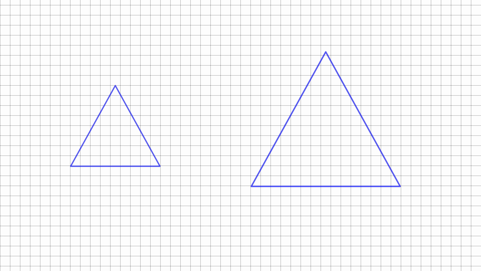Now let's do the circle. When we enlarge or shrink a circle, we apply the scale factor to the radius.